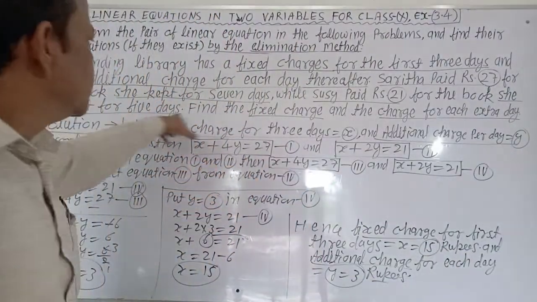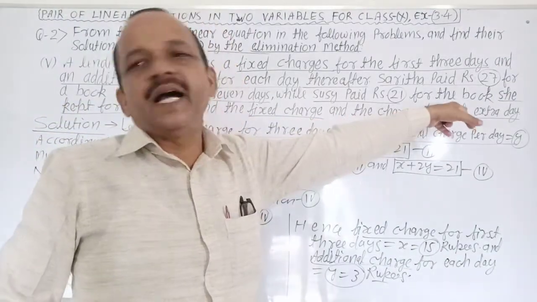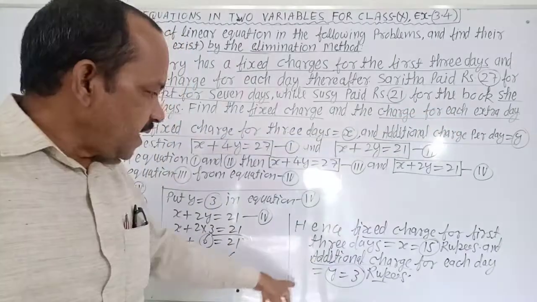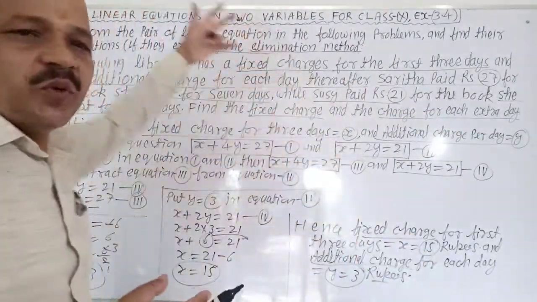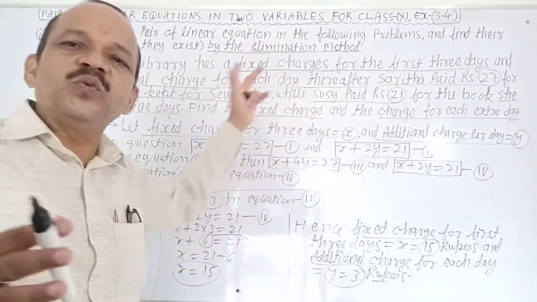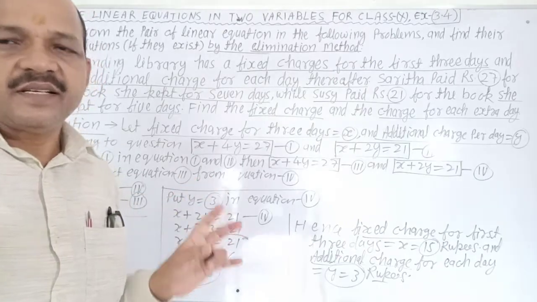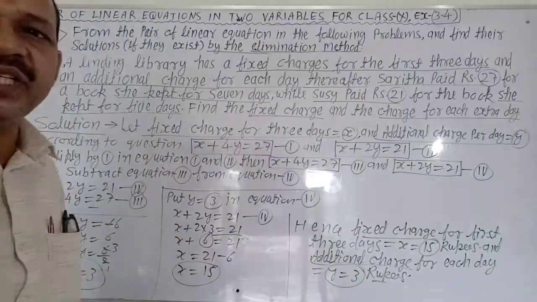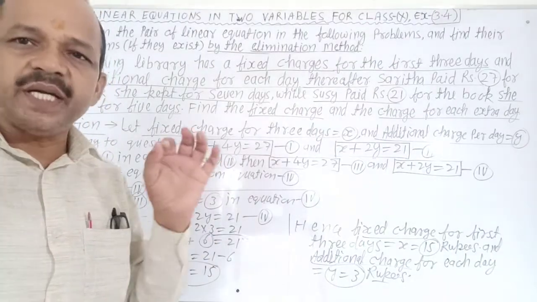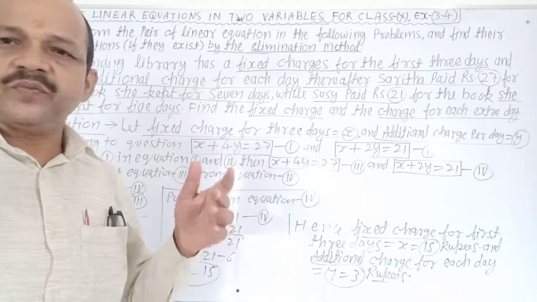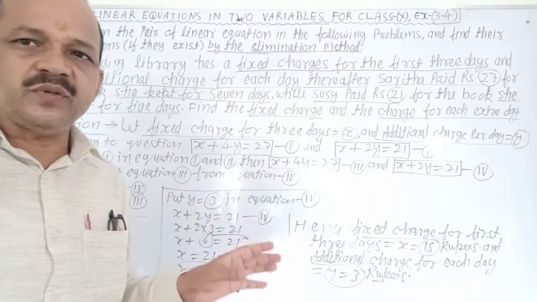Very good. Here we find the fixed charge and the charge for each extra day. It means additional charge y equal to 3, fixed charge 15. You solve your question very easily and you find your answer very easily. Clear? No confusion about it? Very good. In this way you can solve any question very easily and find your answer very easily.